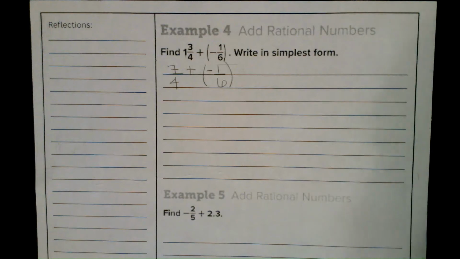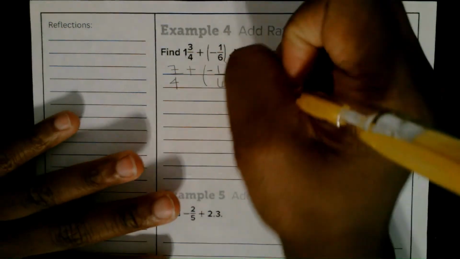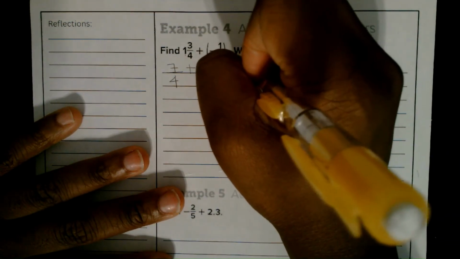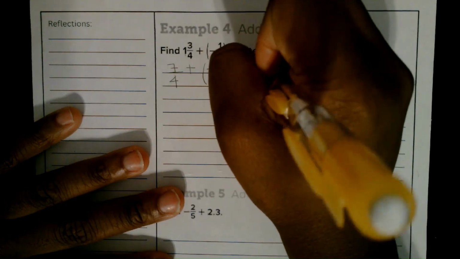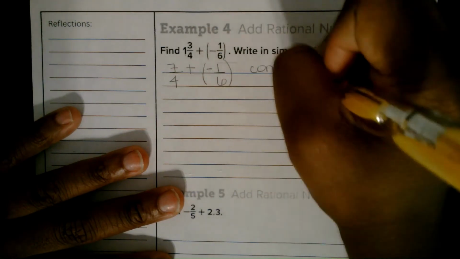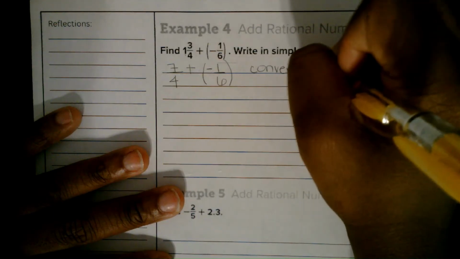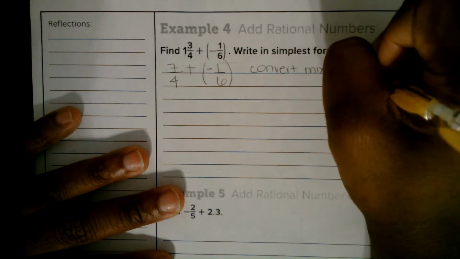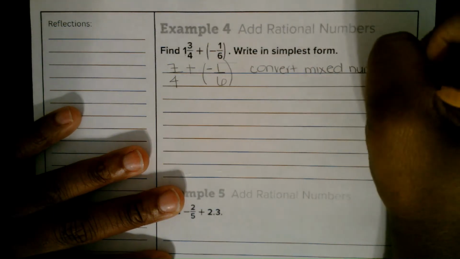Now, once we've done that, I'm going to write on the side here: convert mixed number to improper fraction.